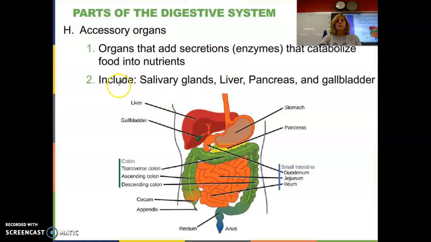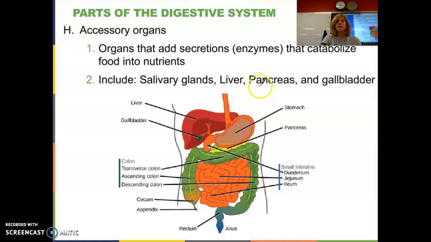secretions or enzymes. I already mentioned specifically the liver makes that bile. Gallbladder is also important in bile. It actually concentrates the bile. And we said in the last video, this is really important for lipids, those fats and oils, the digestion of those.